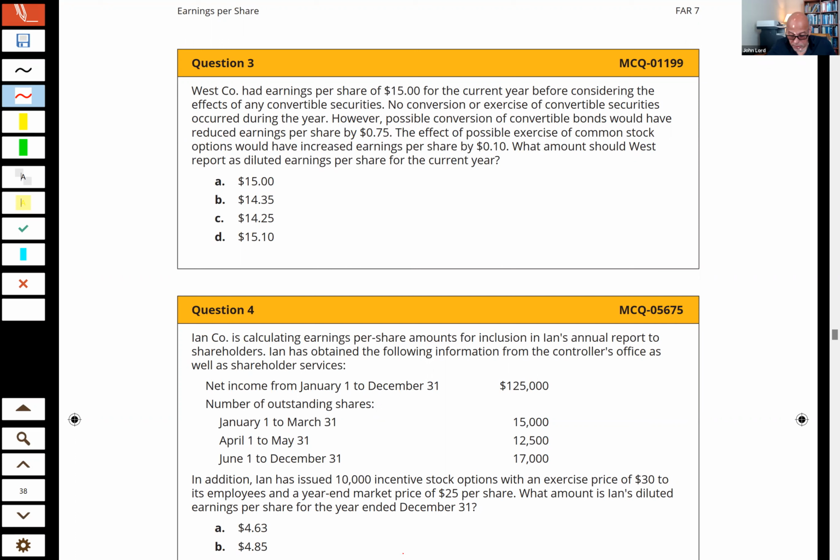Okay, looks like everyone's had a chance to try this one in under 2 minutes with a perfect result. Very good, guys. Notice that we only include the one that was dilutive. The 75 cent was dilutive, so we subtracted it from the 15 to get the correct answer, C, here. You do not net the two; the other one was anti-dilutive. You throw it away and just report the effect of the dilutive one.